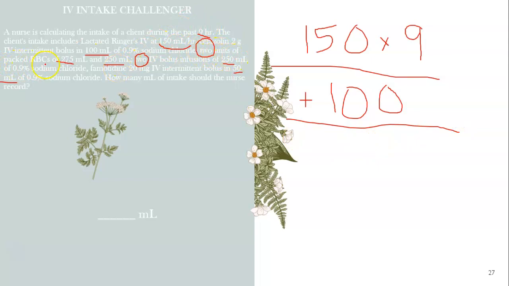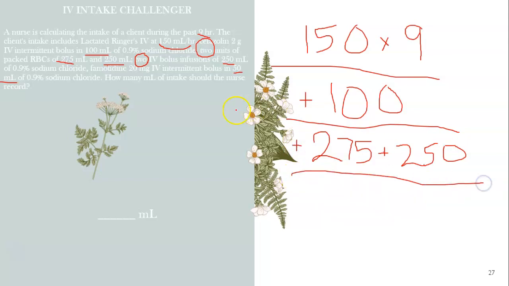Two units of packed red blood cells, 275 plus 250. Packed red blood cells, based on the processing, may not be the same amount of fluid in each. So really be careful when you have packed red blood cells. It's not like a half a liter that's the same all the time, okay? 50 bolus for each one of those bloods.